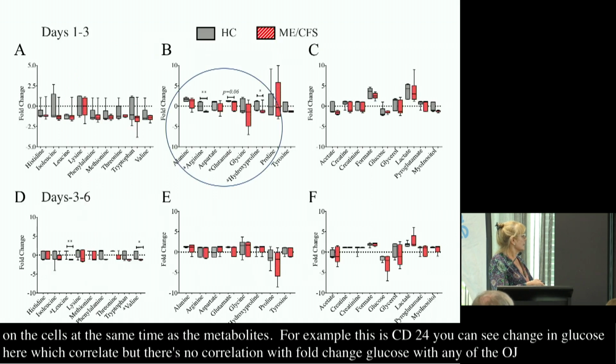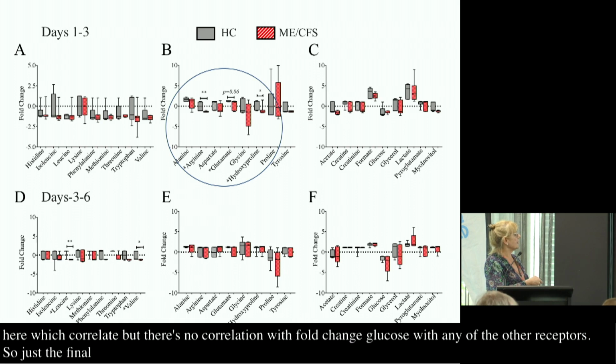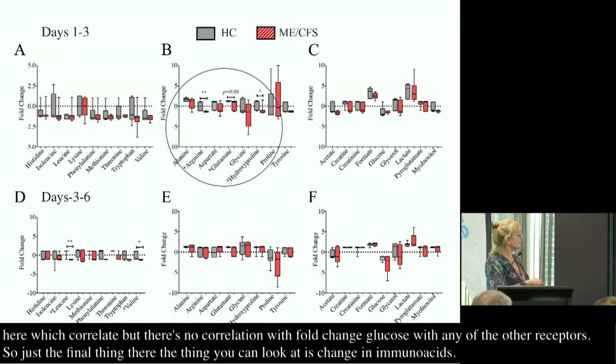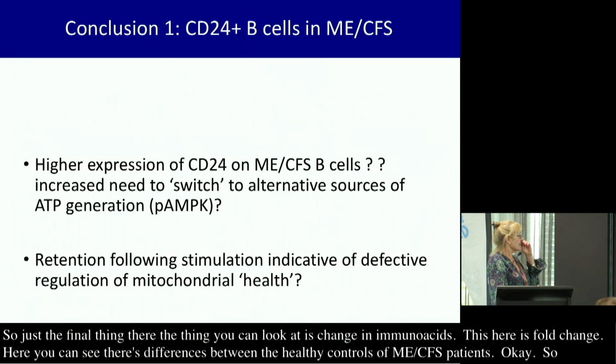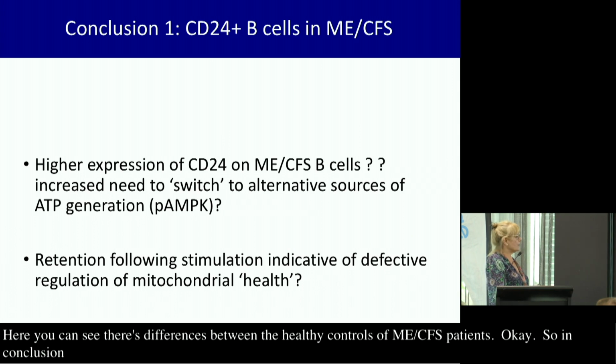Okay. And so just the final thing, the other thing you can look at is the change in amino acids in the culture supernatants. This here is fold change, and here you can see there's differences between the healthy controls and the ME/CFS patients.